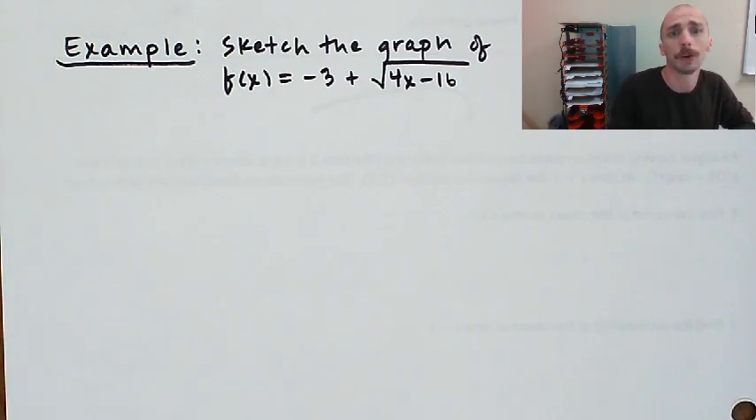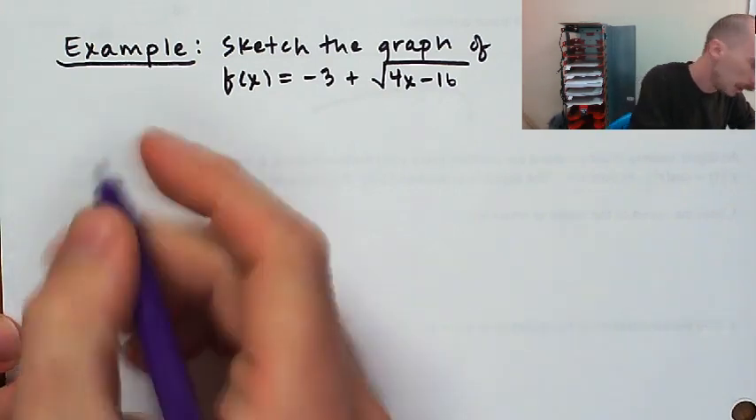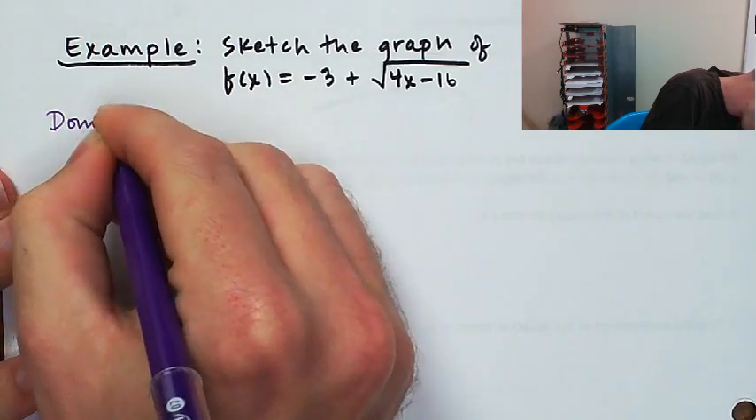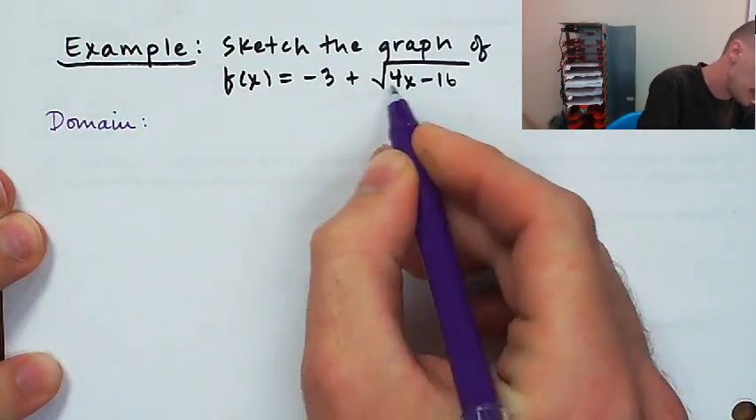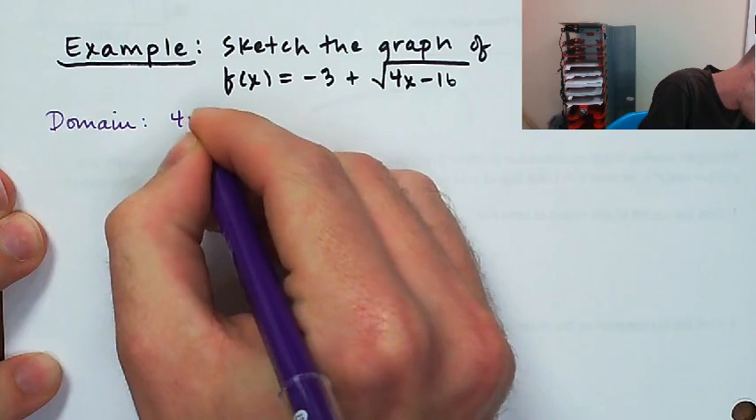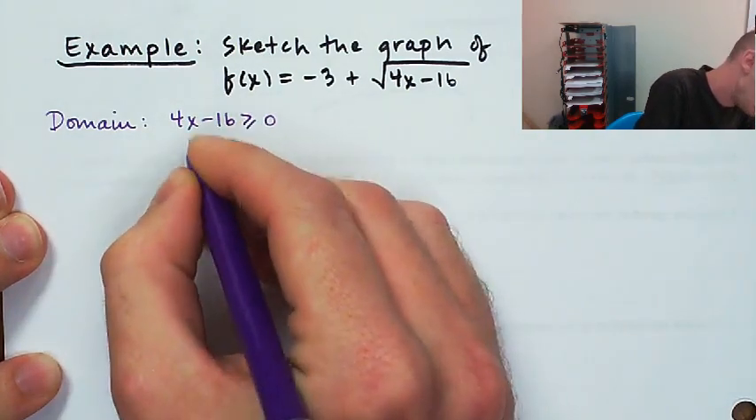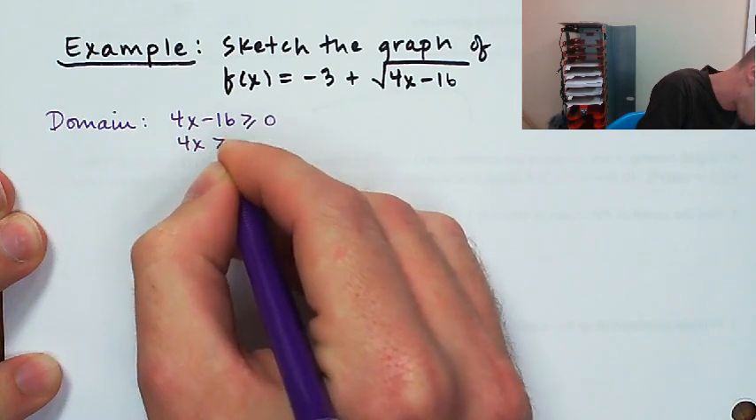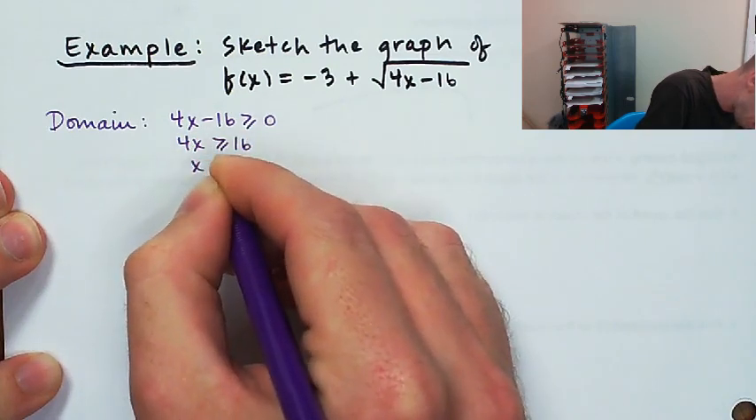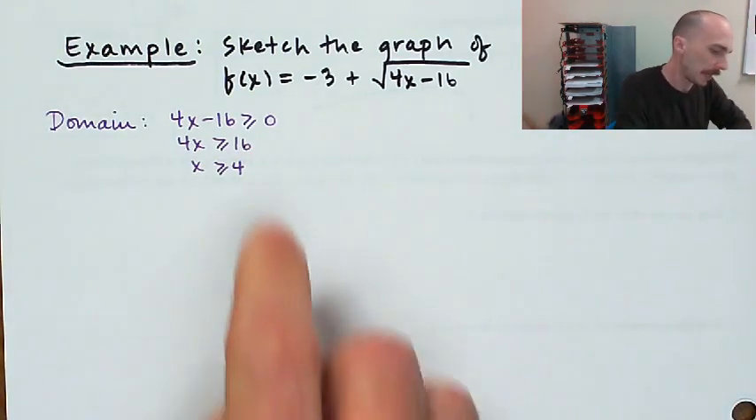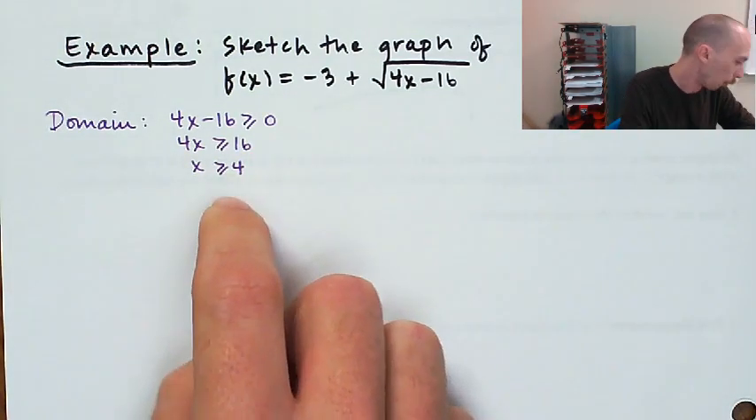If this were a cube root function, we'd say domain all real numbers, range all real numbers, easy, take our credit, move on. This is a square root, so we're going to have to be a little more careful. For the domain, we take the inside of the radical, the radicand, and set that greater than or equal to 0. Then I solve. Great, we're happy there. Now the edge of my domain is x equals 4.